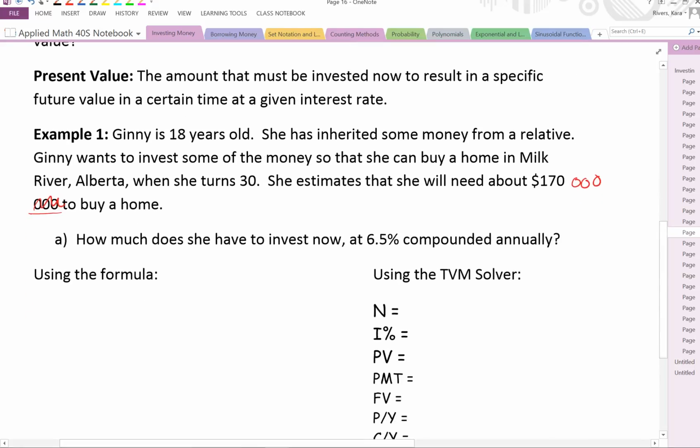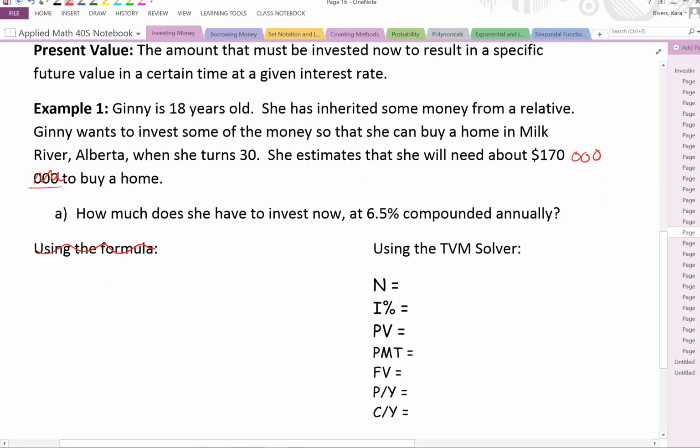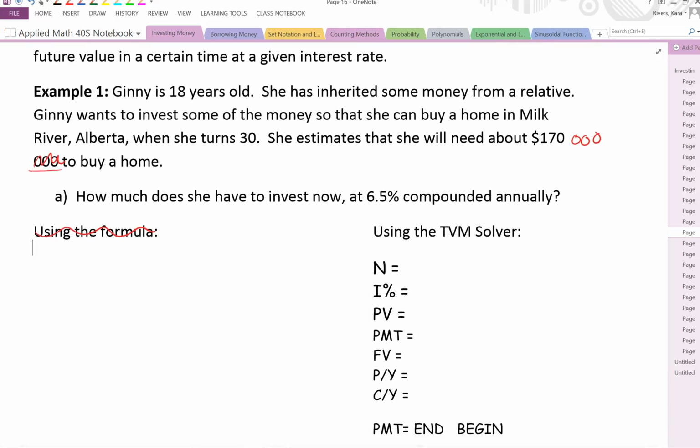All right, so we're not going to use the formula part. We're just going to do the TVM solver. And how do we do that? 18 years is how old she is, but she's going to do that when she turns 30. So if we go 30 minus 18, that gives us a time of 12 years. Okay? We know that she wants $170,000 at the end, so that's our future value. I'm going to put that in right away, $170,000. And we want to know how much she needs to invest in order to get that.